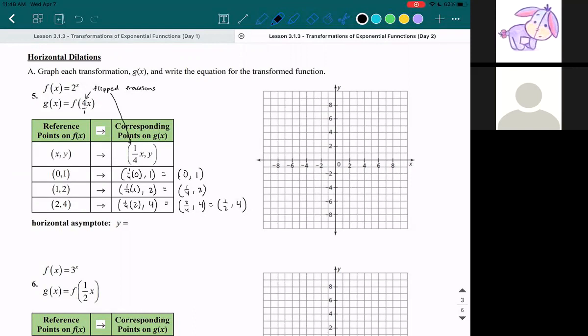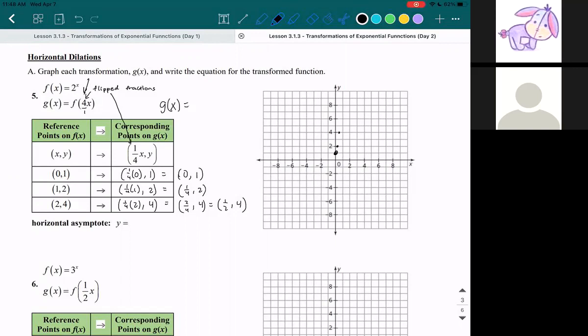Okay, so we got our 3 points. Let's plot them. 0, 1, 1/4, 2, 1/2, 4. All right, so you're noticing everything's really smushed together. So it's smushed because this number was bigger than 1, which makes this fraction that we multiply it by very small. So that's why everything gets smushed. Okay? So since it's smushed, it's a little bit harder for us to tell what happens to our asymptote. So let's write our equation so we can figure that out.